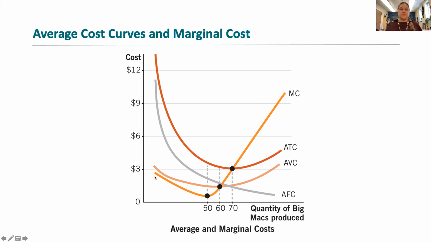And so what we do know is that since fixed and variable costs sum up to make total costs, that rule also holds for their averages. So average fixed cost and average variable cost add up to make average total cost. And that's why you can see that average total cost is the highest of these three curves, because it's the sum of the other two curves.